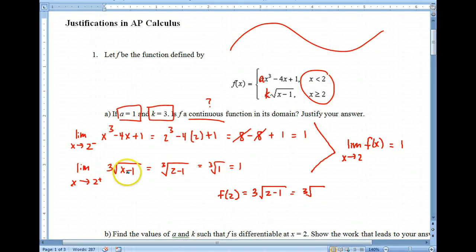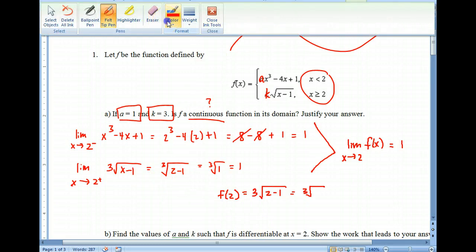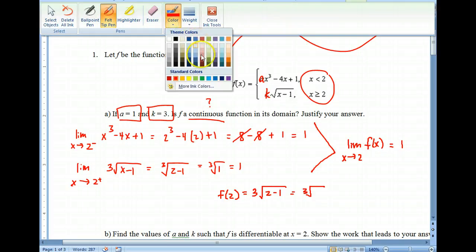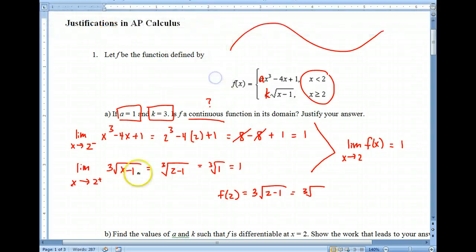Do you guys see where I made the mistake? This was k. K times square root. Then I accidentally made it a cube root. So I'm going to do this. You're going to confuse your viewers. It's only us though. So this part's messed up.